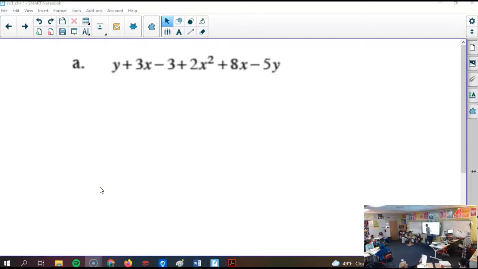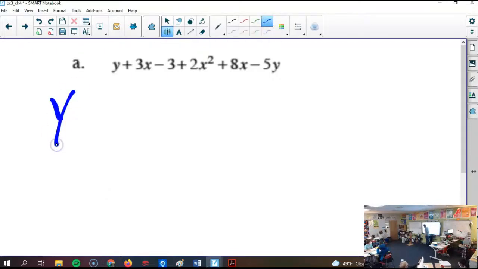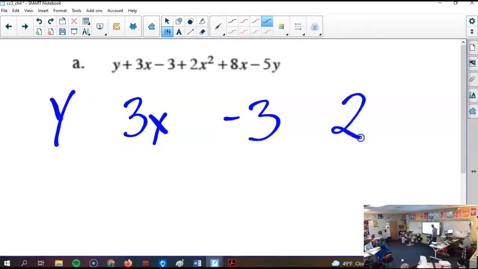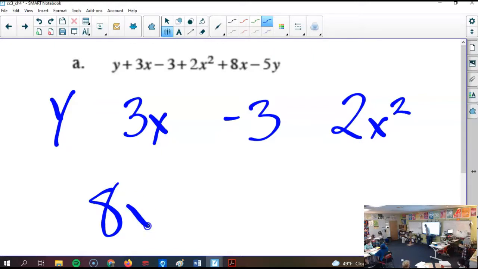So what I have here, if I just list out the terms, I have a positive y. I have a positive 3x. I have a negative 3. I have a positive 2x squared. I have a positive 8x. And I have a negative 5y.